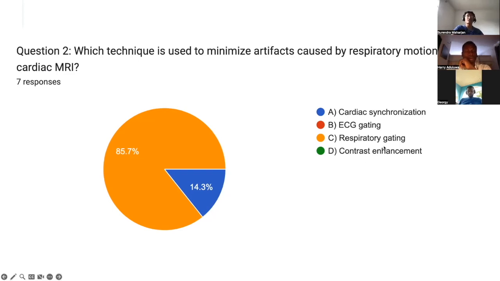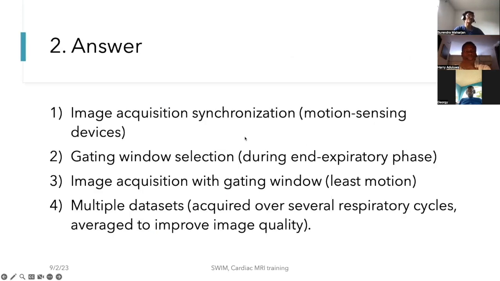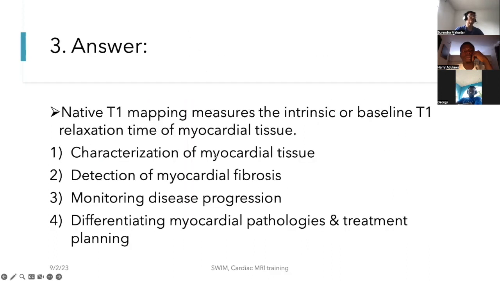Question 2. Which technique is used to minimize artifacts caused by respiratory motion during cardiac MRI? It's respiratory gating. We can use respiratory gating by using some motion sensitive devices or respiratory pillows. We can use the gating window, especially during the expiratory phase where there is no motion or very little motion, so we can acquire images at that time. We can also acquire multiple images over several expiratory cycles so that we can average them together to improve the SNR.